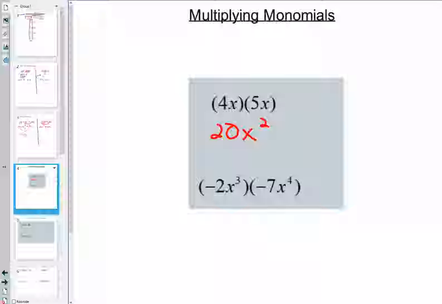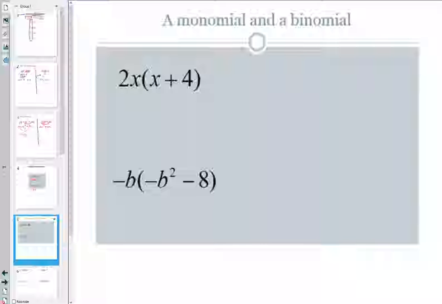Okay, how about the next one? What is negative 2 times negative 7? For sure. And then Roseline, how many x's do we have? Any questions there? No, sir.